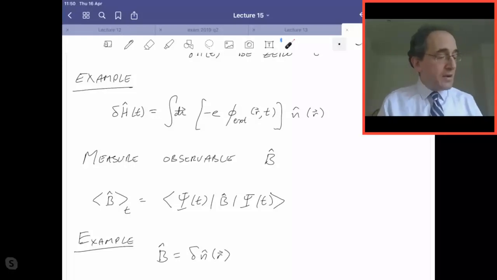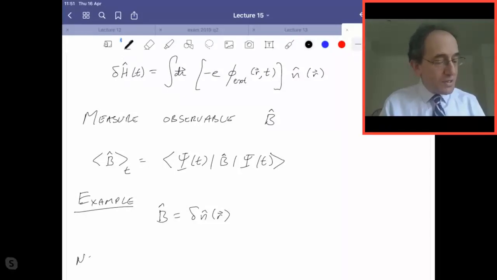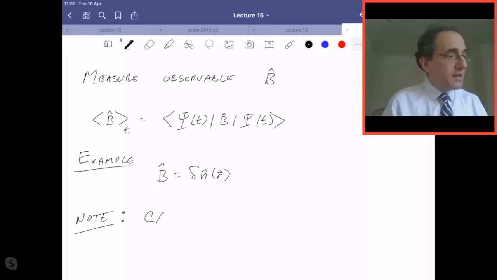Okay, now just a few comments about response in general. So this is a note that you can't break causality. Einstein wouldn't like that. And what I mean by that is causality. Let me write that. Causality. Did I spell that right? Causality. Okay, close enough.